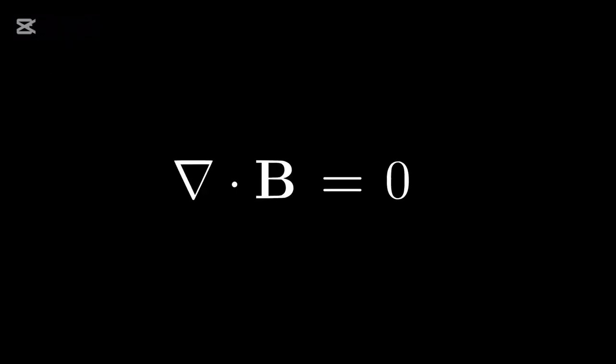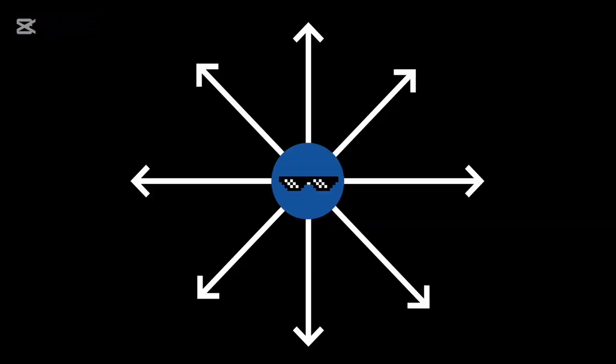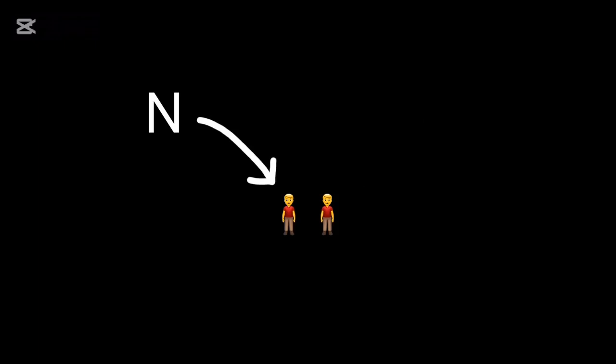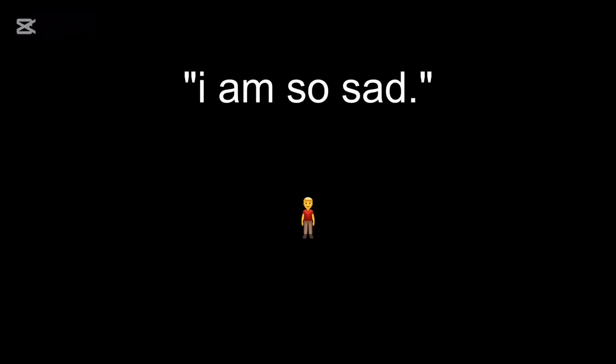The second one tells us the same for magnetic fields. Even though electric charges are cool and can be alone, magnetic poles are not. They're very lonely, and there will always be a north pole together with a south pole, and a single pole can never be alone. Okay, now here's where things get kinda freaky.